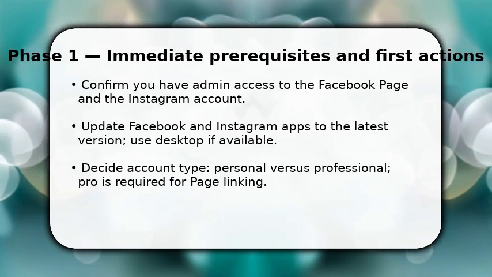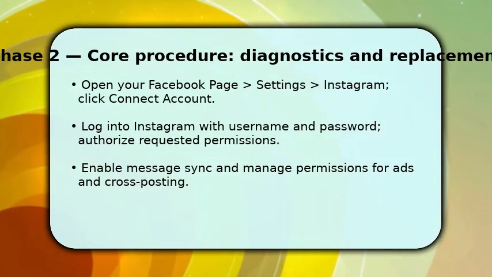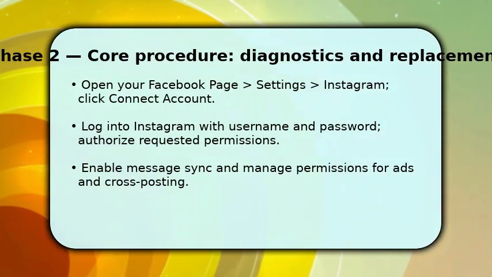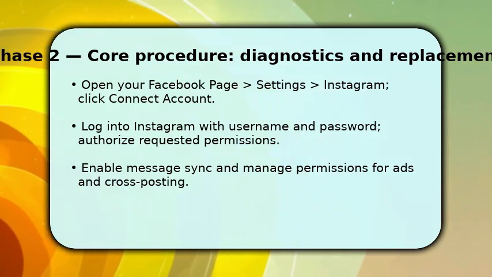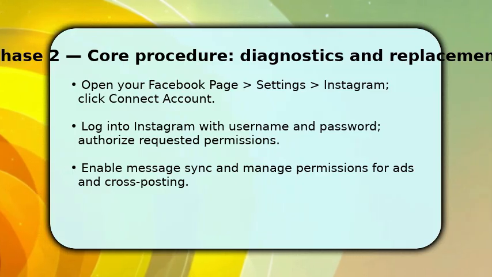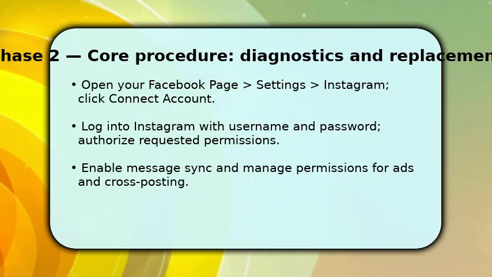Once on the page, go straight to Settings and select Instagram. Click Connect Account and enter the Instagram username and password when prompted. You will authorize permissions, allow access to messages, contacts, and ad management if you plan to run promotions.